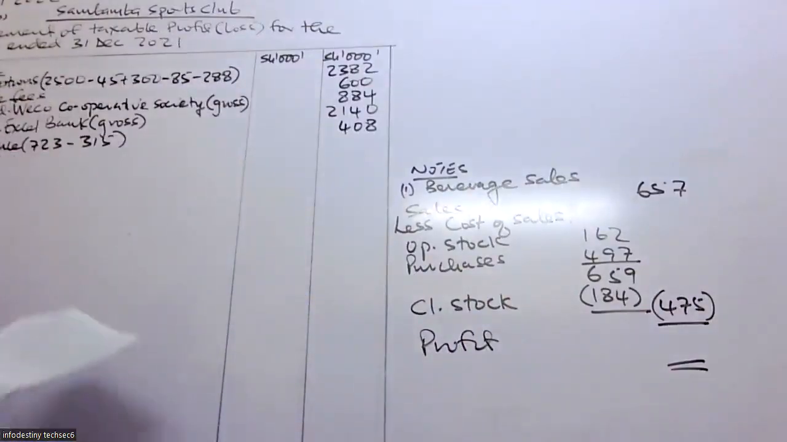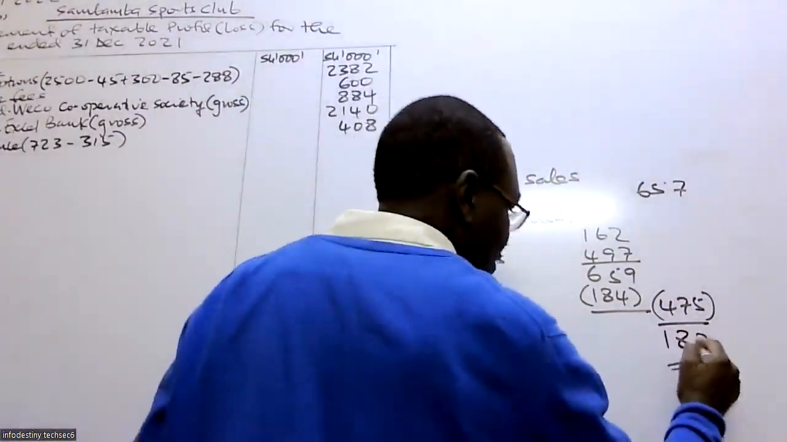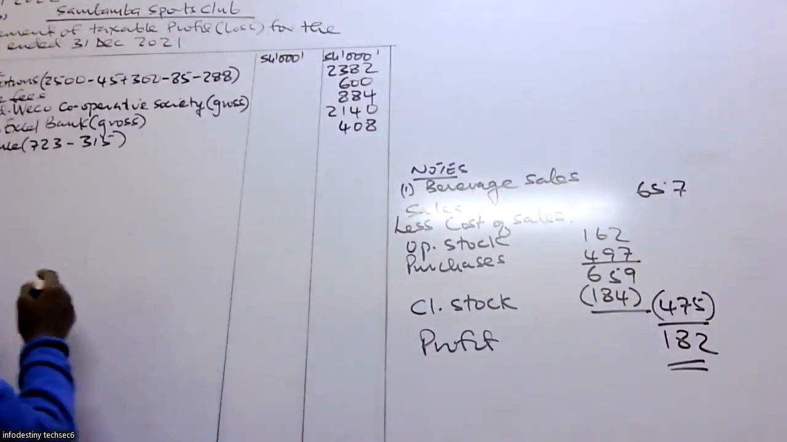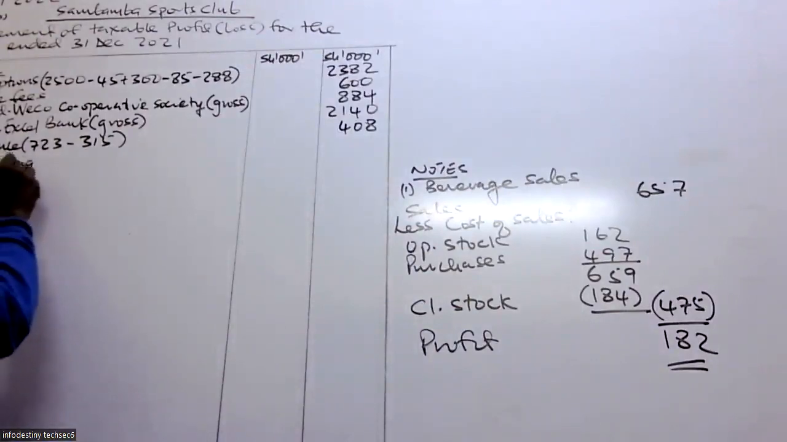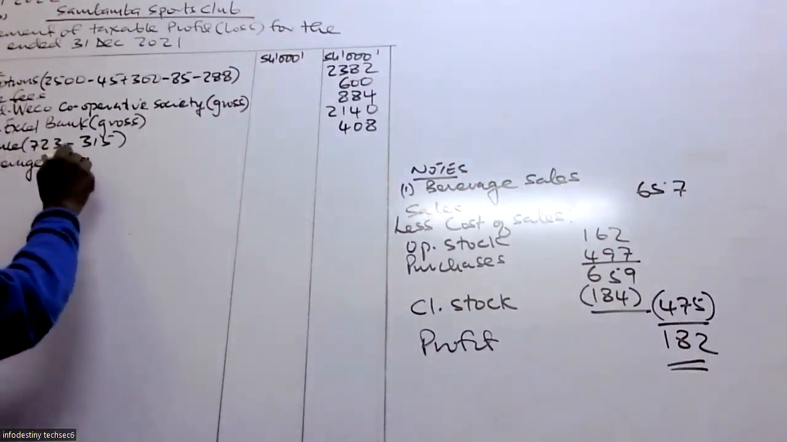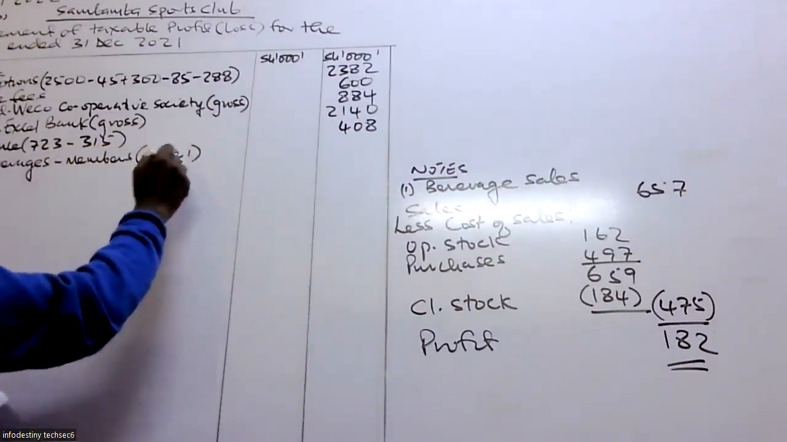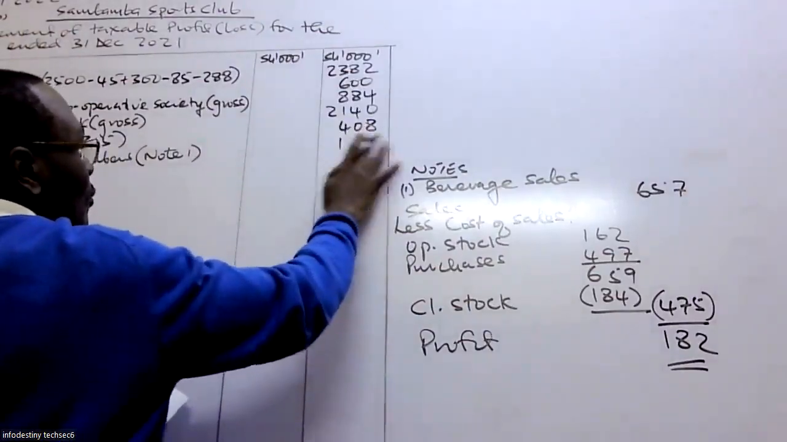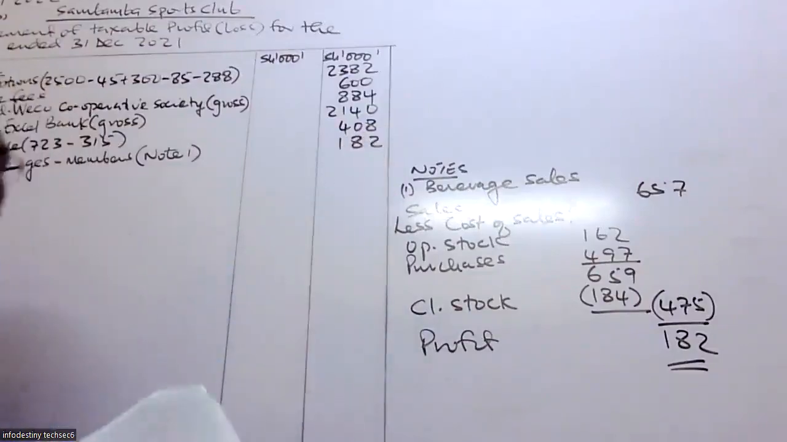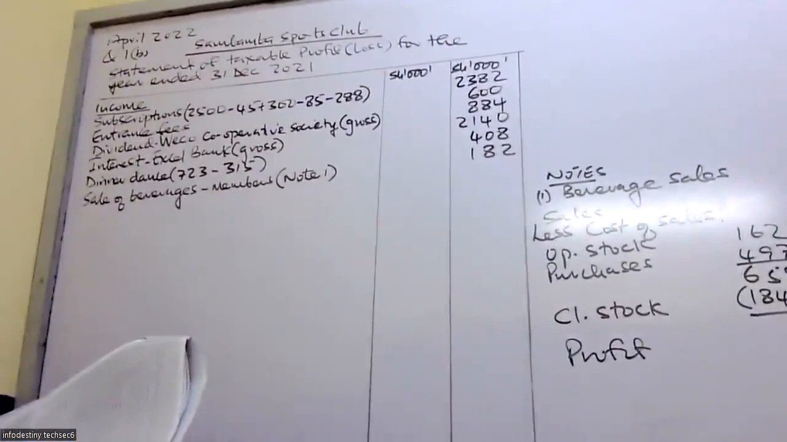So how much is the profit? 190? 182. So we'll say sale of beverages to members. It's 182. Sale of beverages to members is 182.